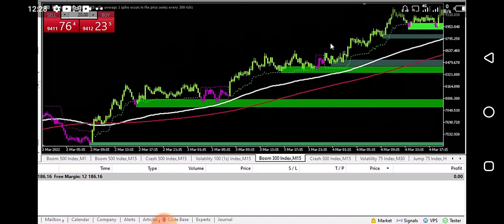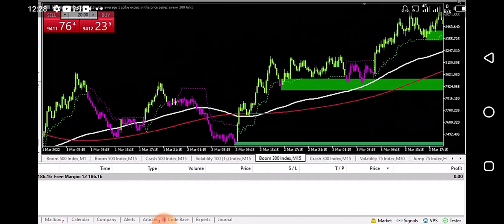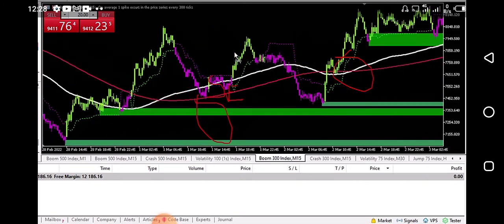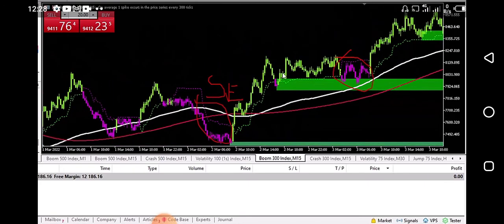So now, what we have here, when the candle is green, it's a signal to buy. But when it is pink, or is it purple? I think this is purple. When it is purple like this, it's a sell signal. So let me just introduce you to what this whole system entails, right?